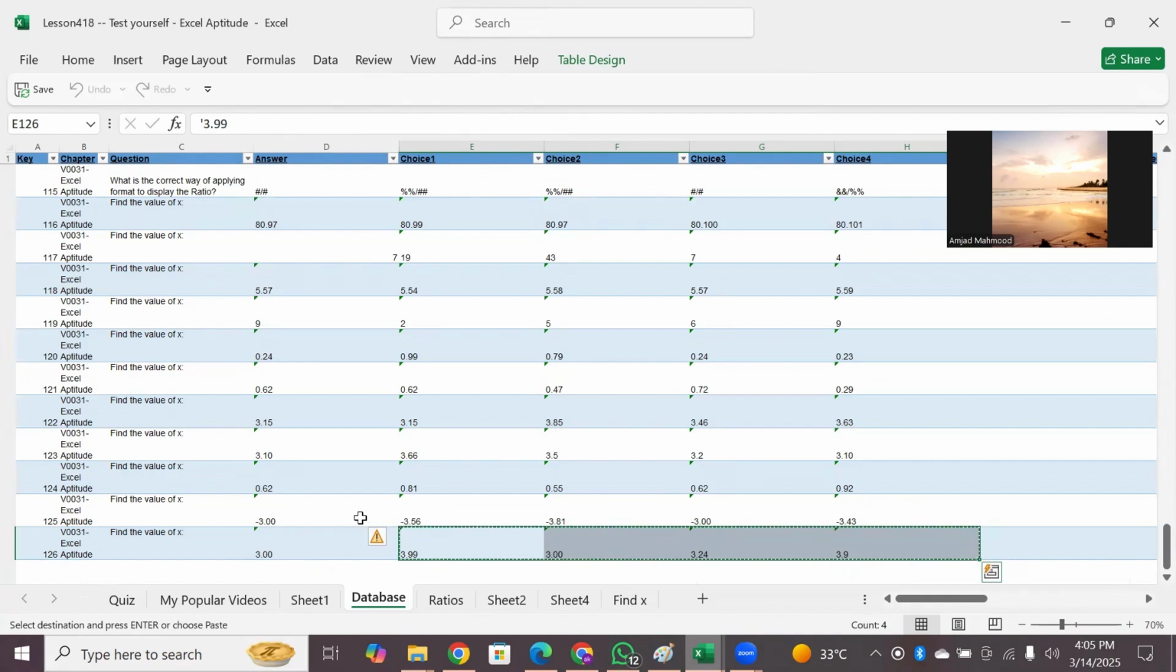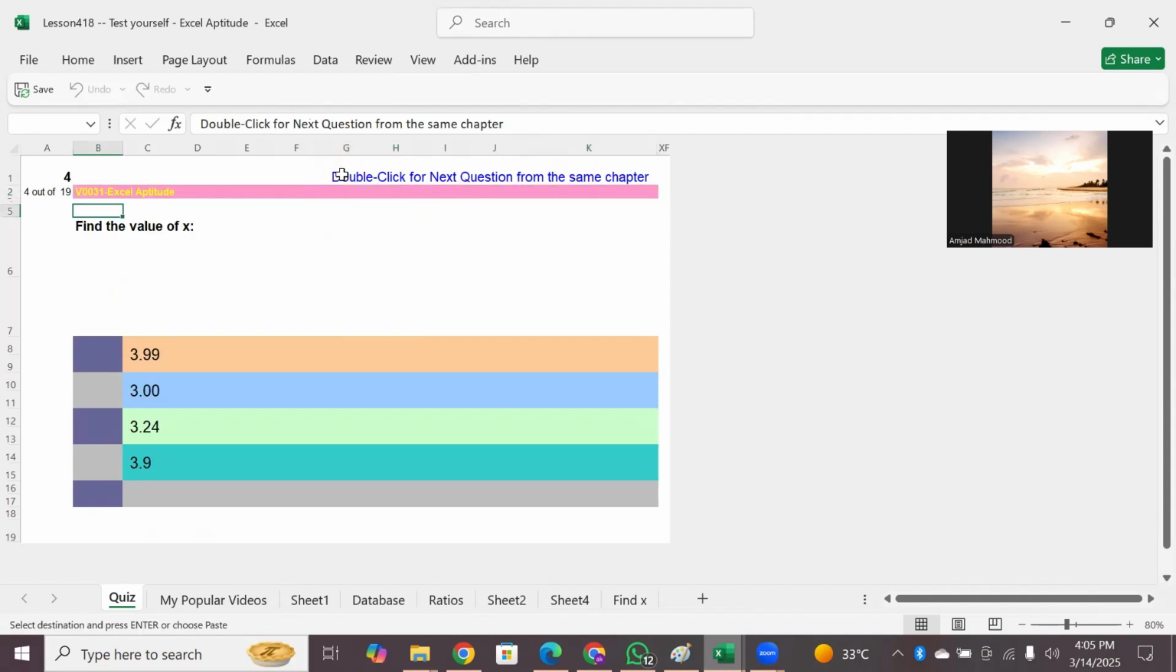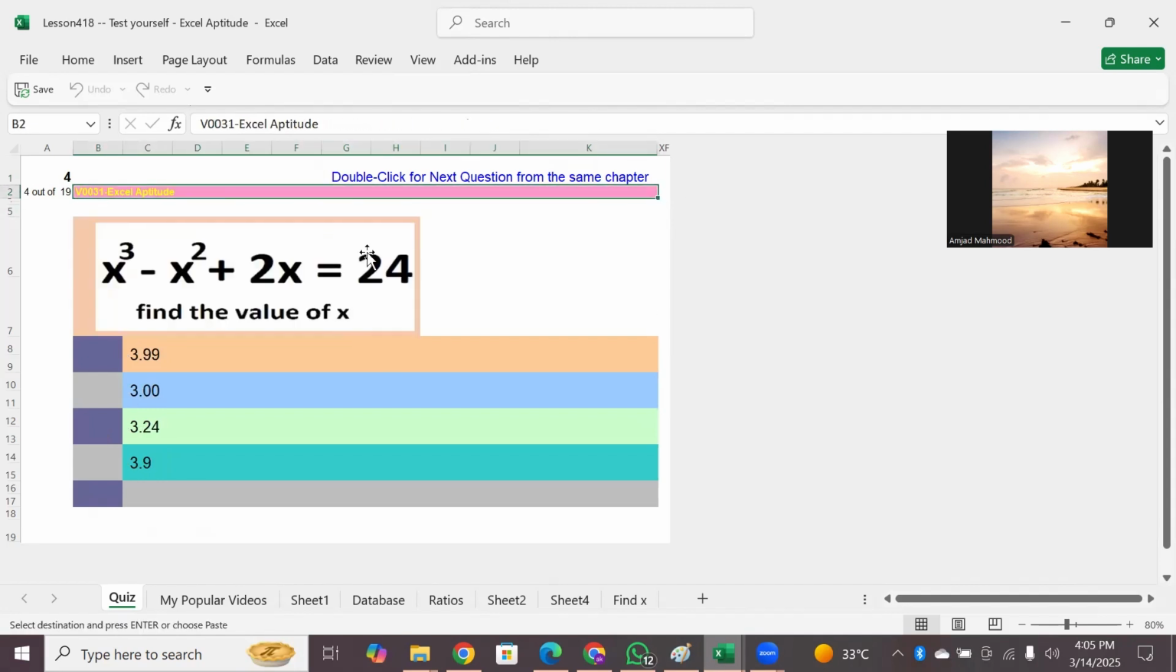And you can see that the second choice is the right answer. Sometimes it comes as the third choice, sometimes the second. So it is randomly and intelligently doing it, using its own discretion to choose the right choice. Okay, so this is the answer. The second choice is the right one, that is 3.